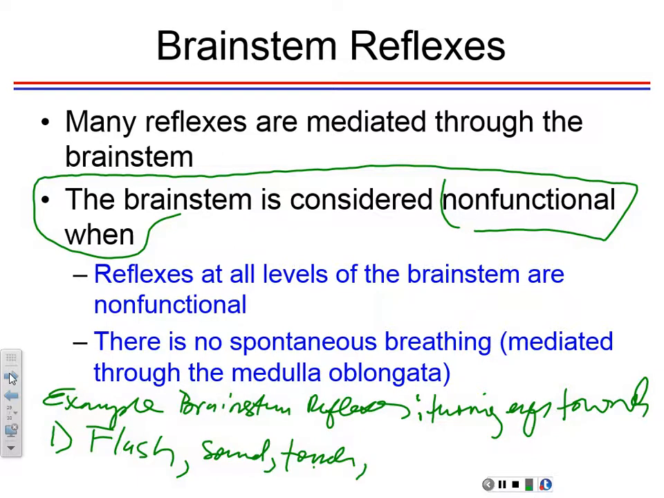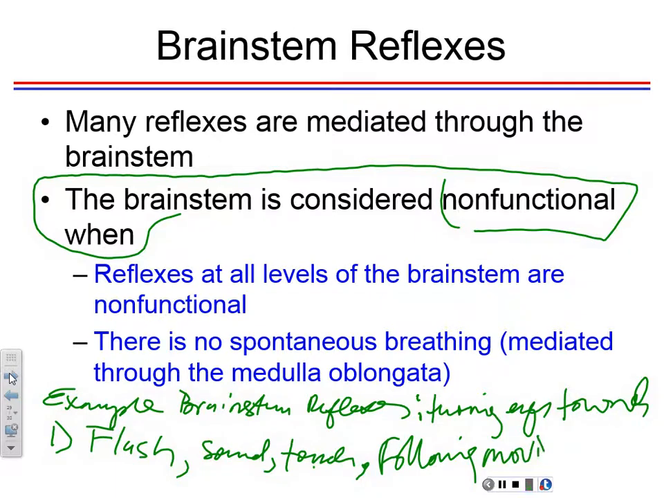So another big one, for gun enthusiasts: whenever you're following a moving target with your eyes, that's a very complex brainstem reflex. If you notice guys who are doing shooting, they have a thing that throws a disc and then somebody shoots it. My God, that's an excellent brainstem reflex. To shoot a moving object, that's good.